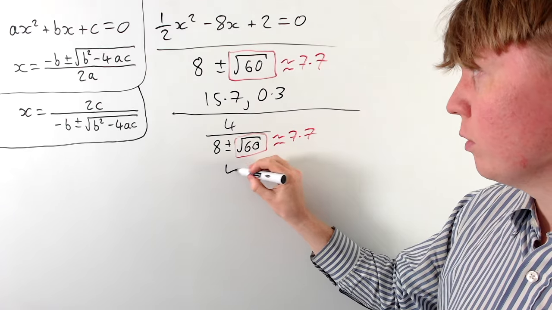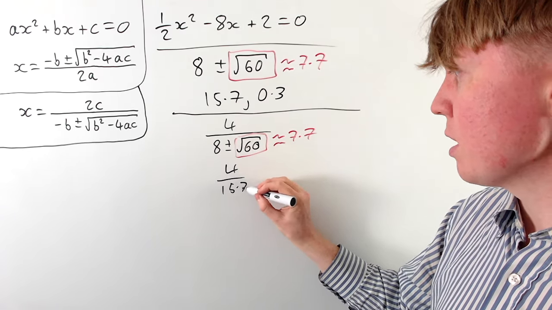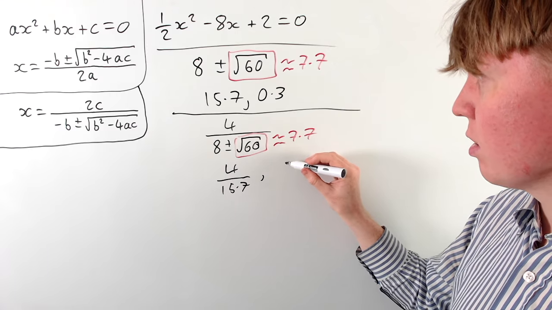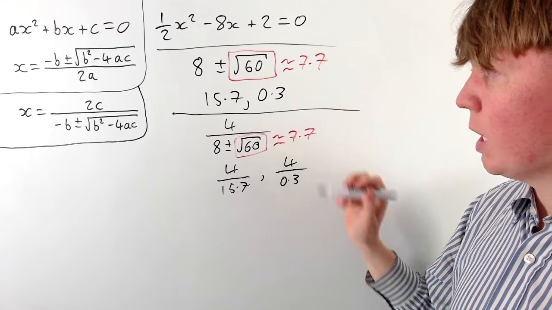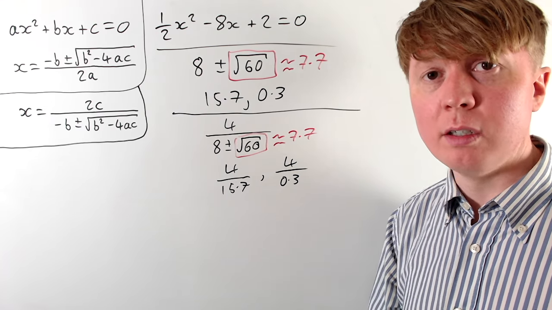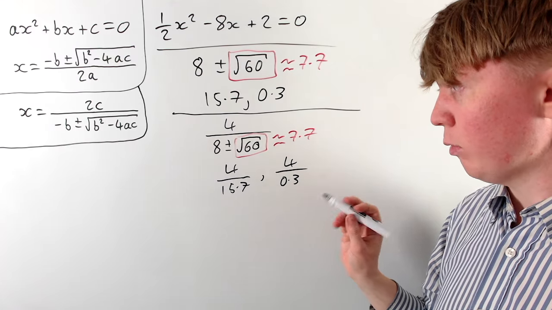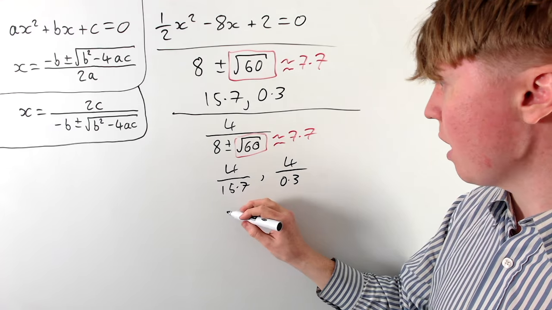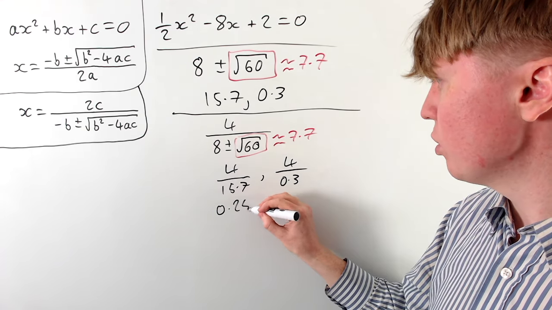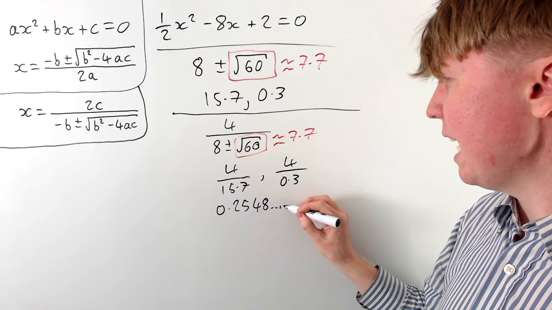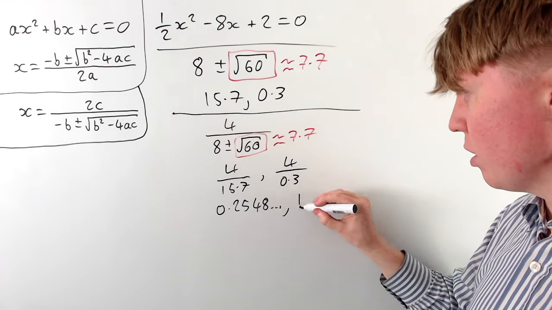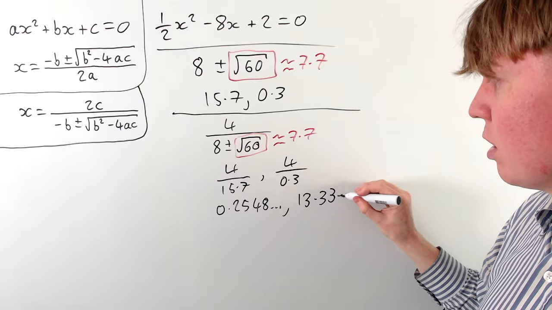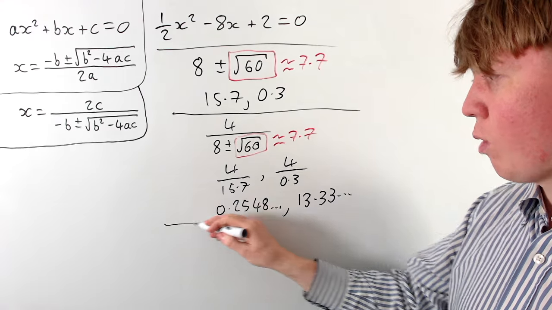We'd have 4 over 15.7 for one of our solutions, and our other one would be 4 over 0.3, where we do 8 minus 7.7. Then if we actually calculate these two fractions, 4 over 15.7 gives us 0.2548 approximately, and 4 over 0.3 is going to give us 13.3 recurring, so 13.33, and so on.